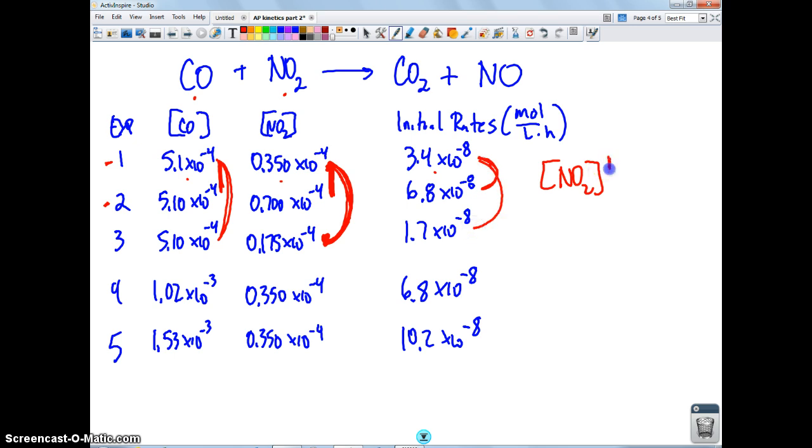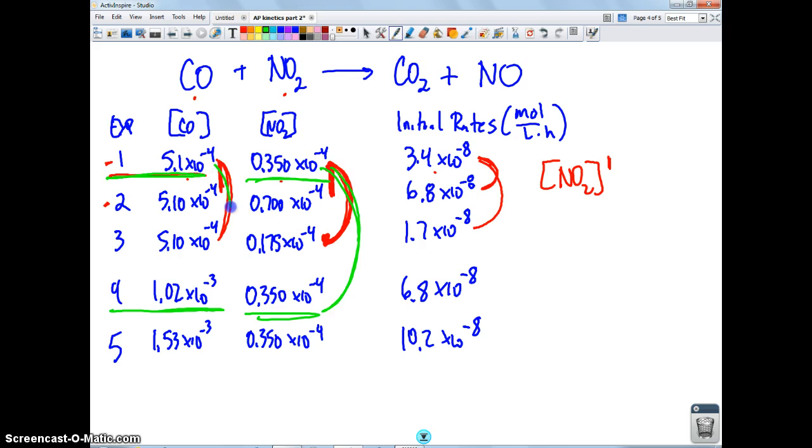So yes, definitely this is going to be first order in respect to the NO2. Now I need to compare and keep other things constant. This time I'm going to compare 1 with 4. Notice that my concentration of the NO2 this time is staying constant. With that being constant, I'm not changing its concentration.